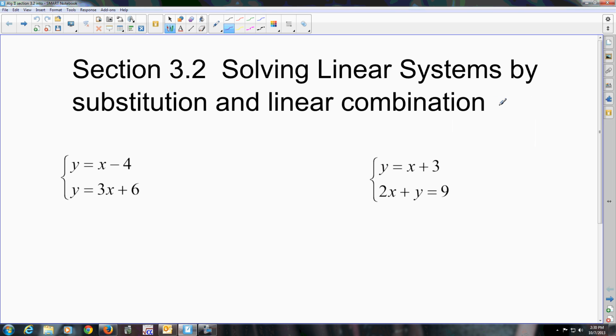Hello everyone. As you can see, it's section 3.2 and we're still sticking with solving systems. Let me switch colors.